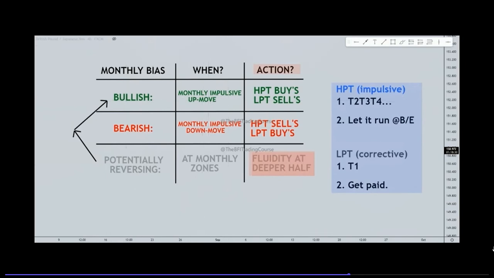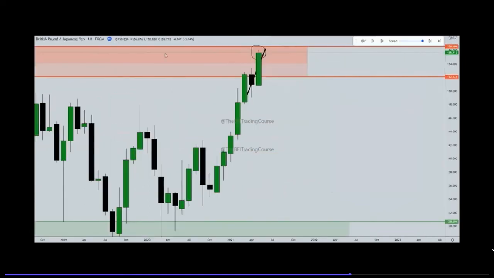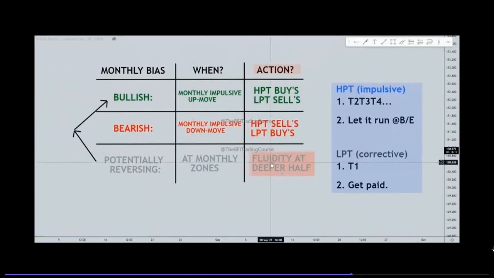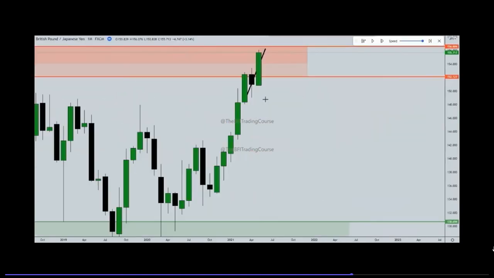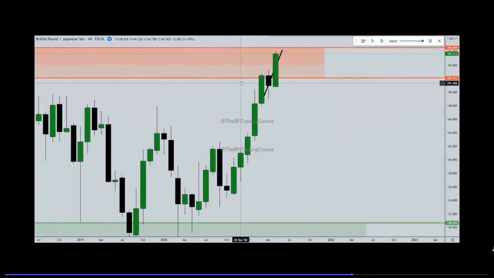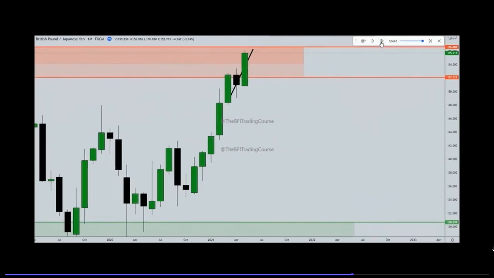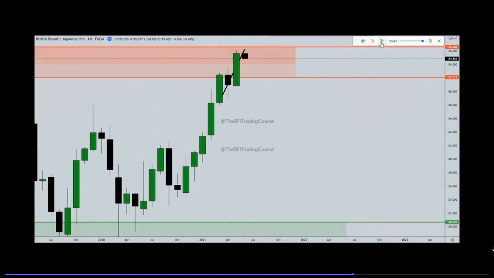Okay, so most people get wiped at the zones, at the U-turns. But what are we going to be doing? Fluidity at the deeper half. Maybe this is some of the best sells of your life. And do we need to know if the zone is going to work to take that sell? No, you don't. Is that sell HPT or LPT?